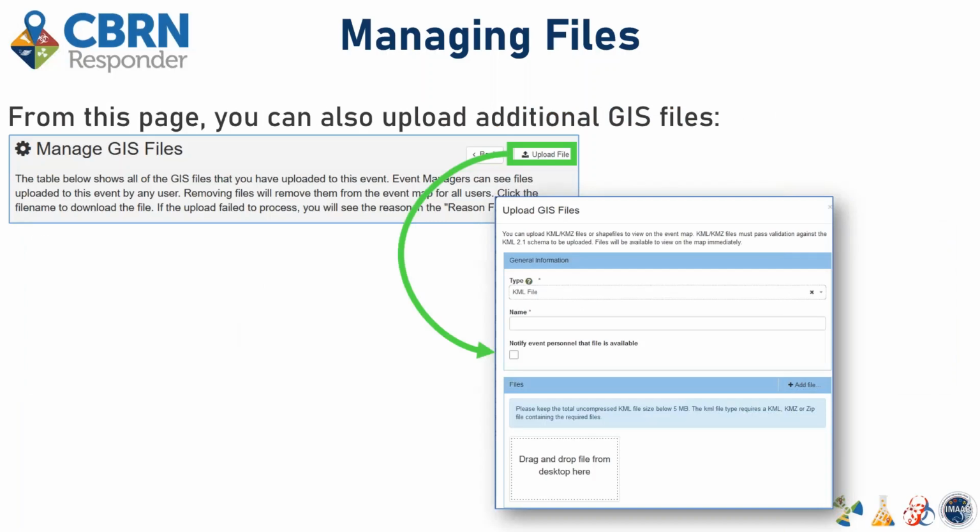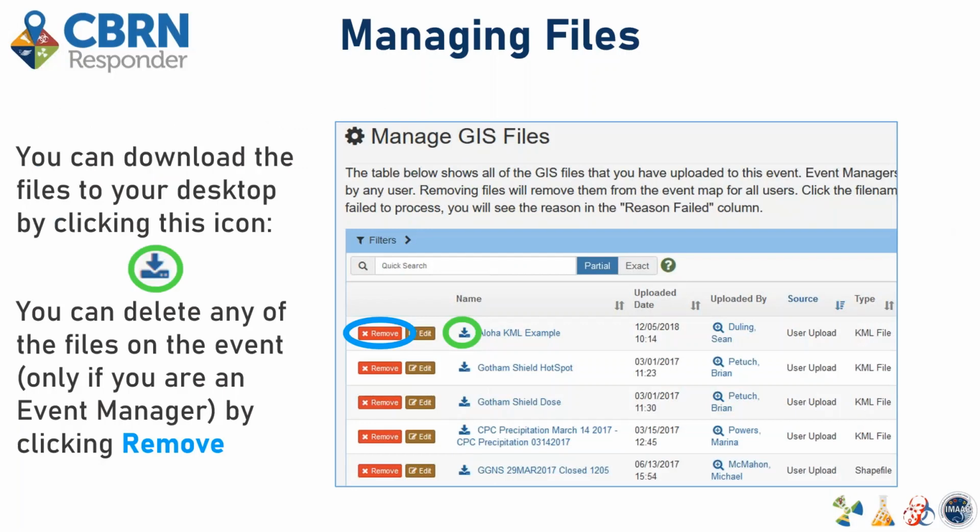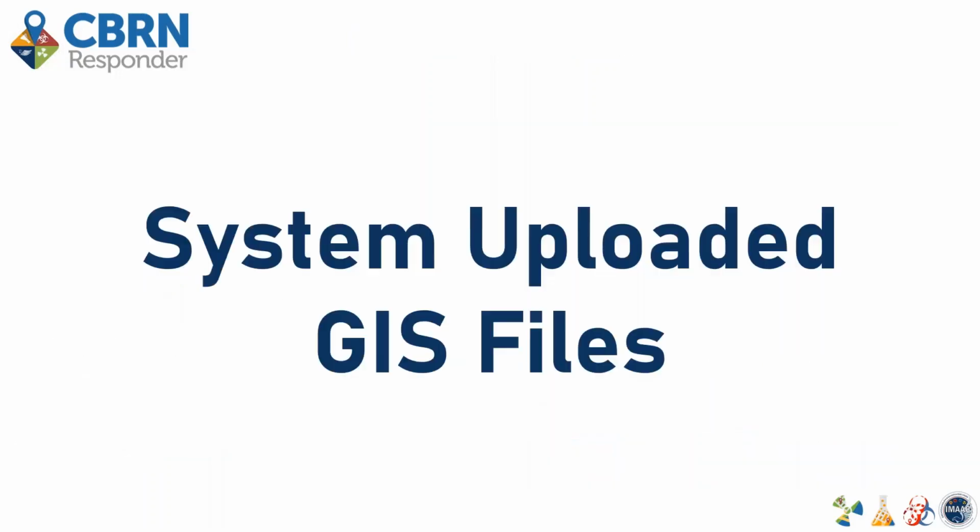From this page, you can also upload additional GIS files. You can download the files to your desktop by clicking this icon. You can also delete any of the files on the event only if you are an event manager by selecting Remove. Now we'll move on to System Uploaded GIS Files.